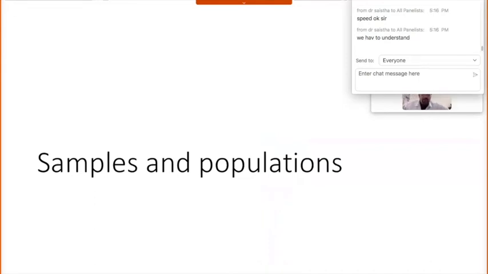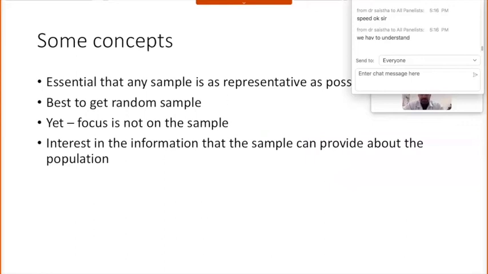So next we are going to talk a little bit about samples and populations. When we are doing any research, it is important that any sample that we take is as representative as we can make it, so that the results can be extrapolated to that particular population. And the best way to do it is to get the most random sample that we can generate. So if the sample is random, then we can get a representative sample which will reflect the entire population.